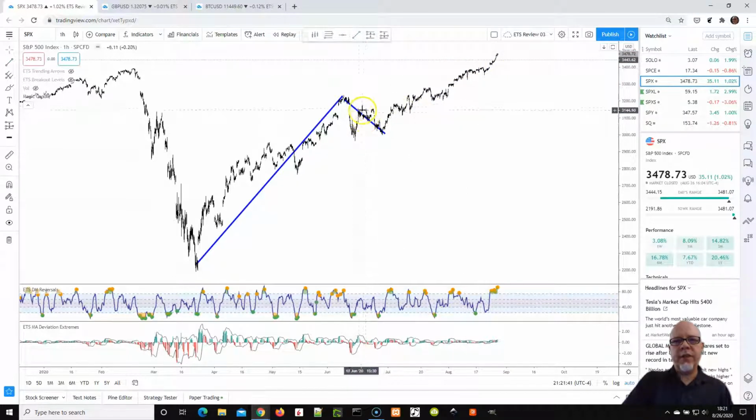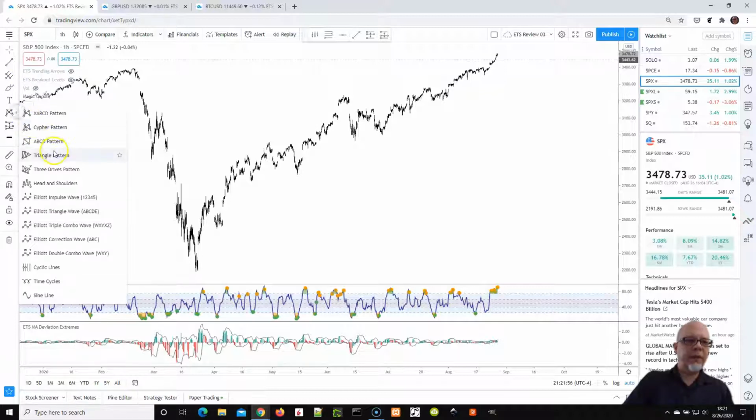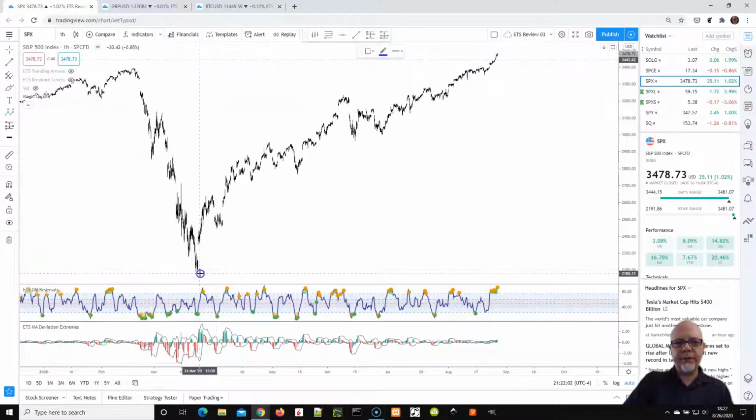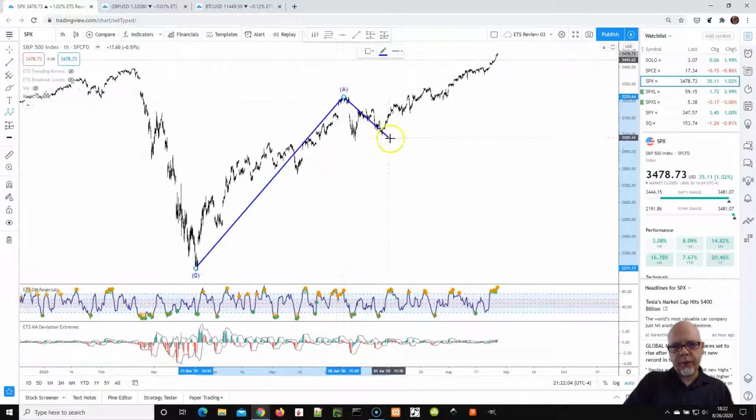And if I draw it nicer with the Elliott wave tools, we can do that as well. So we could say that we're dealing with an Elliott wave corrective pattern over here. 1, 2, and 3. Where exactly does that end? I'm not sure.